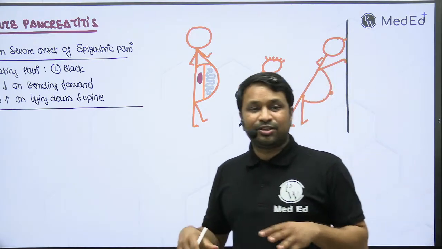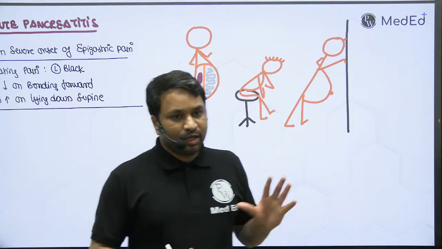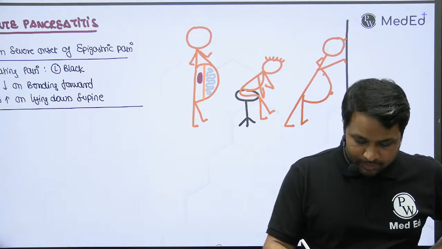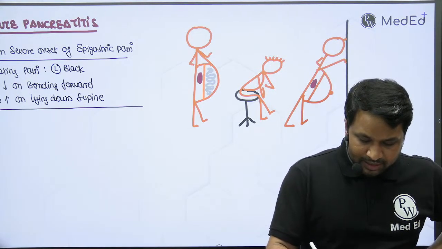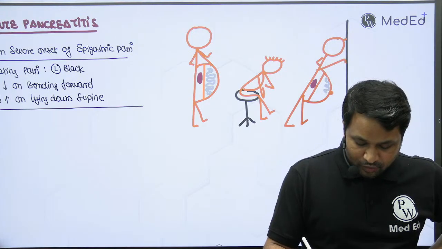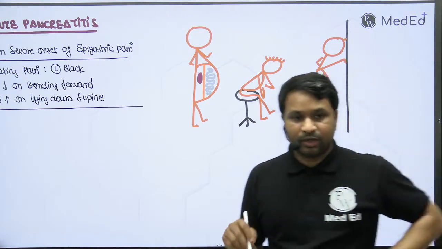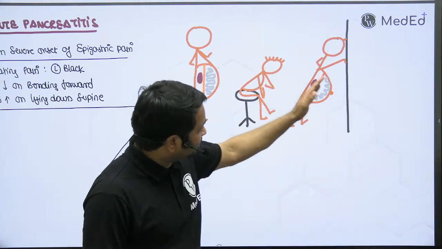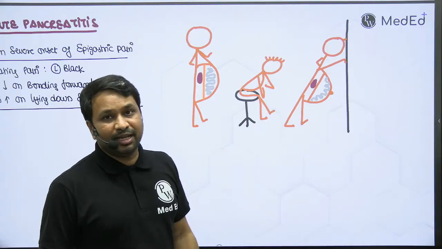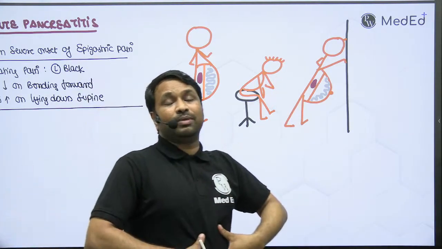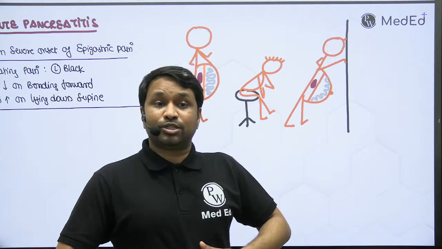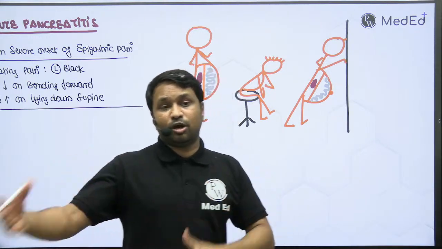So why is he trying to bend forward or lean forward? The object is quite simple. As I told you, the pancreas is going to be retroperitoneal. When the patient bends forward or leans forward, the bowel is going to fall over the abdominal wall. Now, as you can see, the bowel is falling on the abdominal wall. The pressure on the pancreas is relieved. But when he lies down supine, the entire bowel is going to fall and sit onto the pancreas, which is going to exert more pressure.